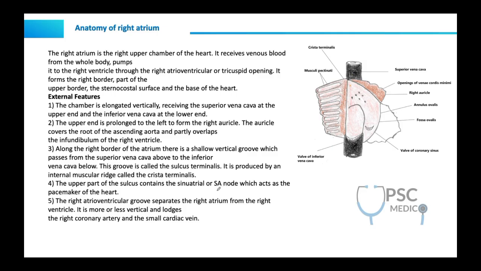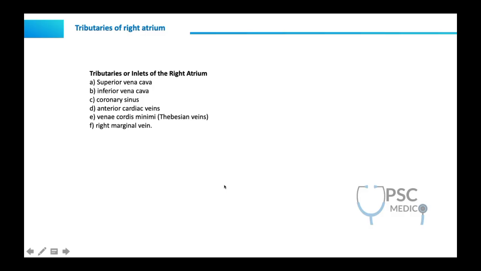Okay, so now let us look at the openings or tributaries or inlets of the right atrium. There are only a few things you need to know. Yes, superior vena cava, inferior vena cava, coronary sinus, they all open into it. Along with that, there are other openings like the Thebesian veins, the anterior cardiac veins, and the marginal vein. So this is the venous system of the heart. Okay, just mention these.